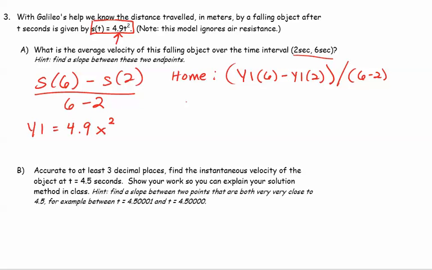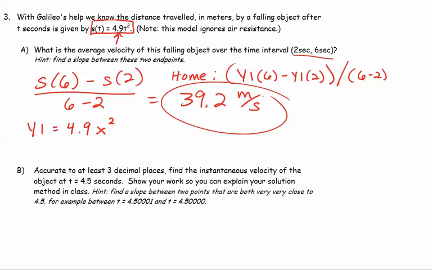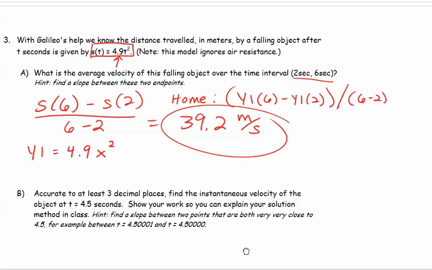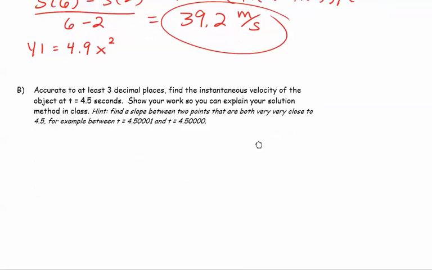So let your calculator do all of the work here, and we will come up with, let me pause to grab my calculator, 39.2 meters per second. And again, we know that that's not the constant velocity, that's the average velocity, because we know over that interval this object is just falling.